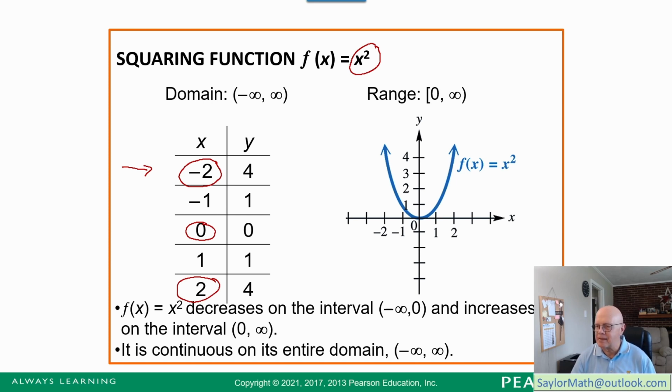By the time you've graphed those, you should get an idea of what's going on. So it decreases. Remember, decrease means the y value is getting smaller and smaller until it hits x equals 0, y equals 0. After that, it starts increasing. And that's what it's talking about: decreases on the left and increases on the right. Remember, we're always talking about left to right. And it's also continuous because you can draw this graph without lifting your pen.